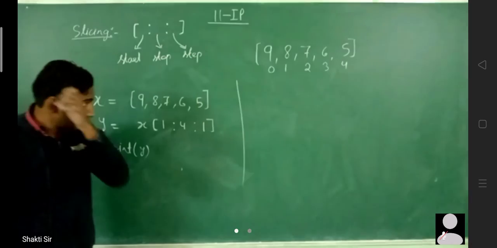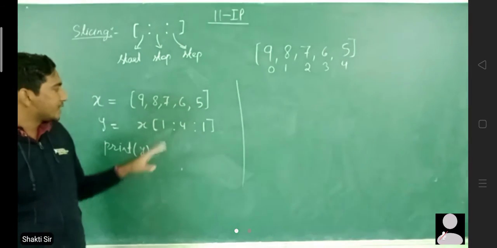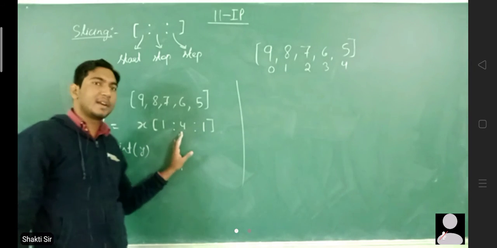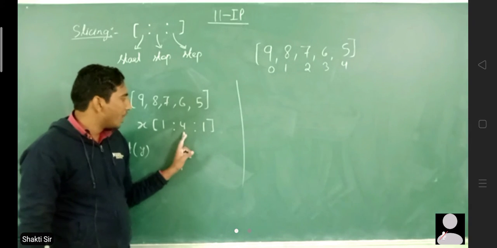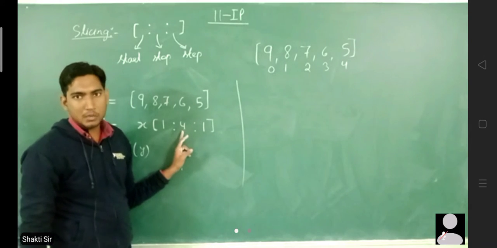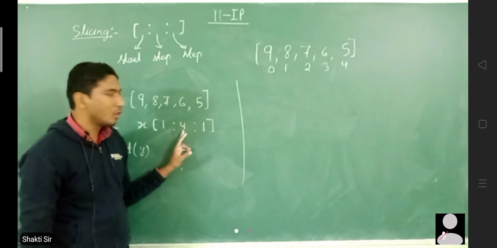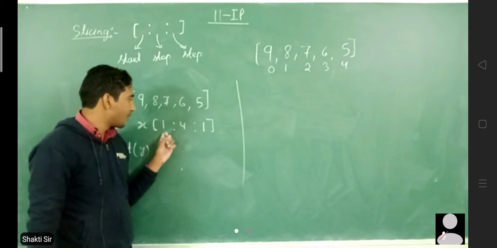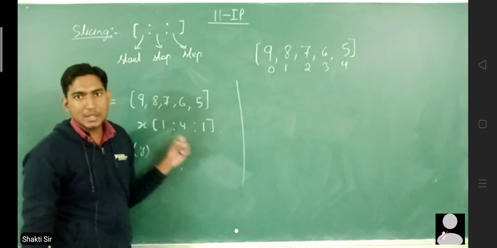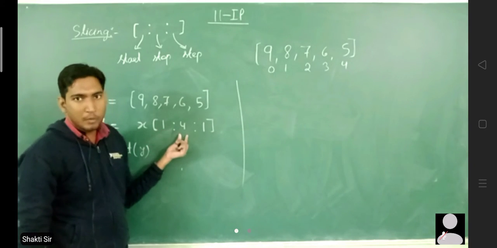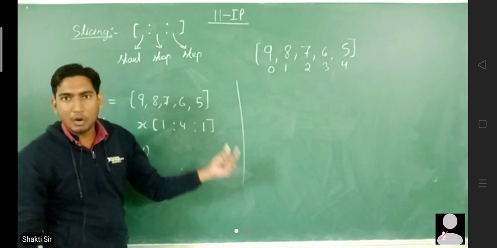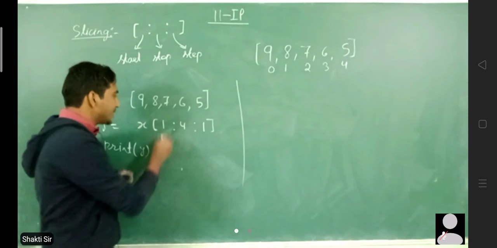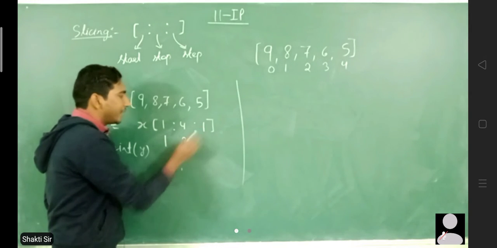Now the start value is 1 and the stop value is 4. Just like the range function, we go up to the stop minus 1, not up to the stop. So 4 minus 1, we go up to 3. In this case also we start from 1 and move up to stop minus 1, that is 3. Because the step is 1, we take only one step at a time. So start from 1, move up to 3 and take steps of 1.